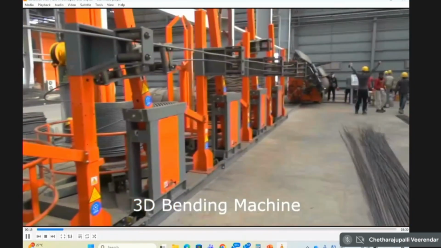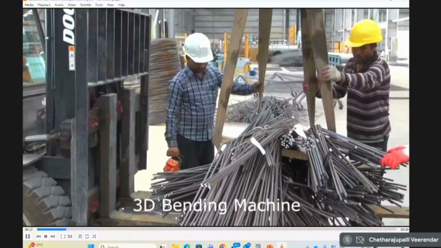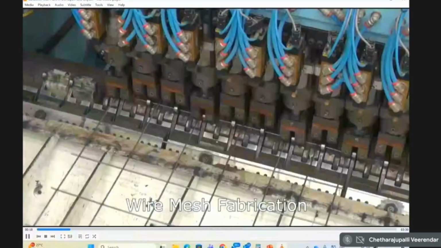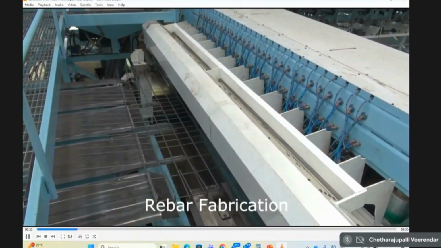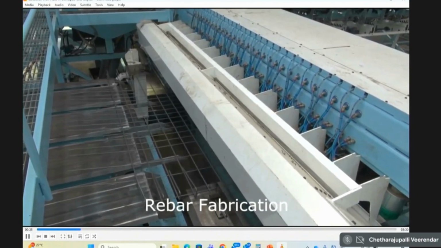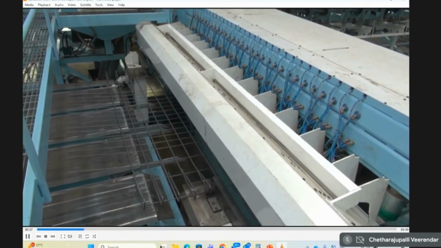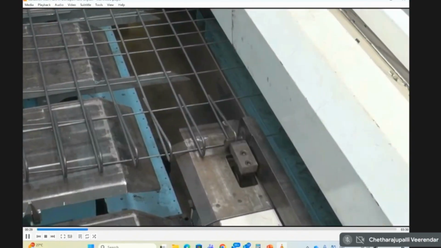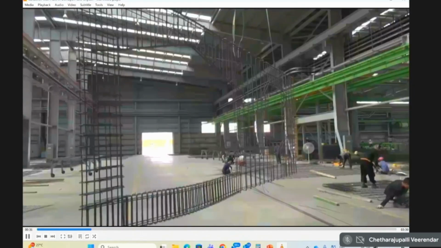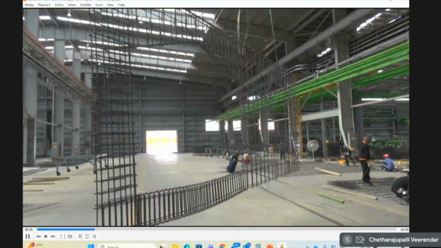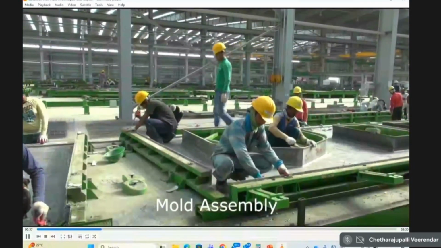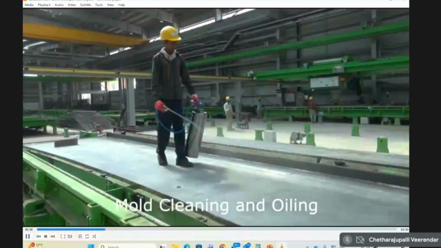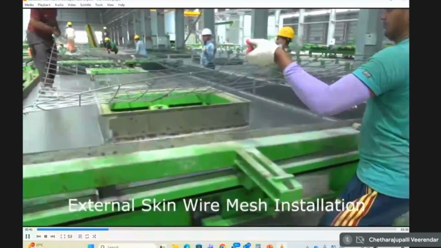So these are all automatic bar cutting and bending machines. And there are also automatic cage making machines. When you have a large volume of wall to be produced, cages can be fed automatically through Tekla, and then the cage is formed. So now this cage is lifted and placed onto the table. This is the table assembly which is getting ready. We're cleaning and oiling the table.